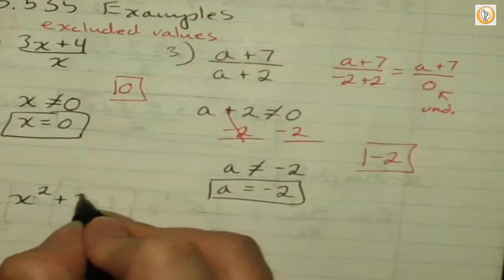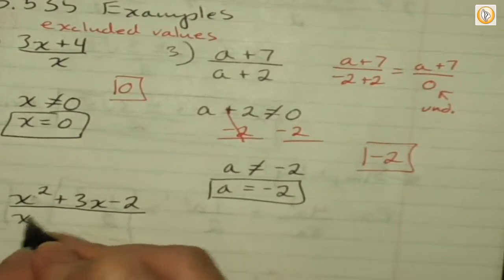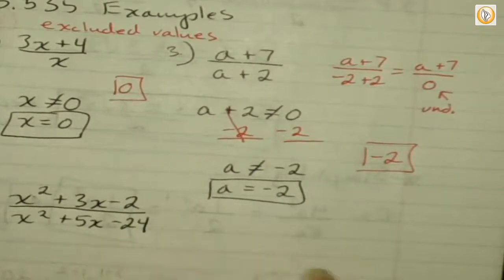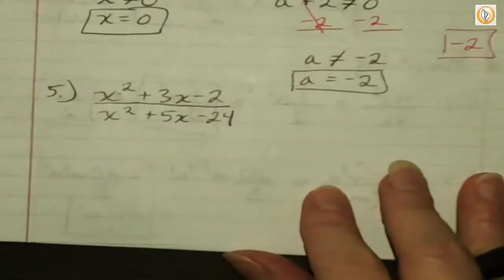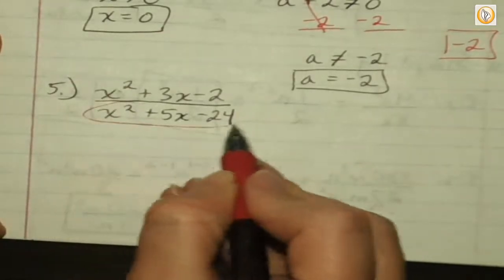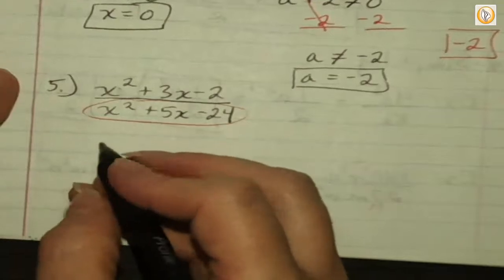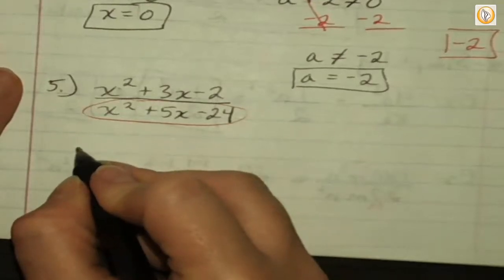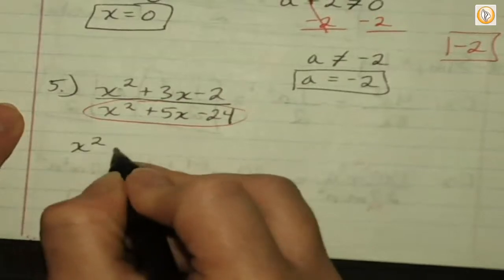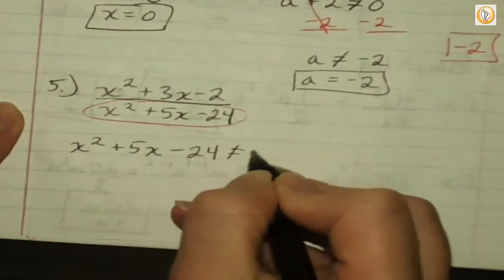X squared plus 3x minus 2 over x squared plus 5x minus 24. Okay, Valeria, we're doing the denominator. So what do I write it out to look like? Oh, yeah. Okay, I wasn't sure. You're correct. We're just messing with the denominator.